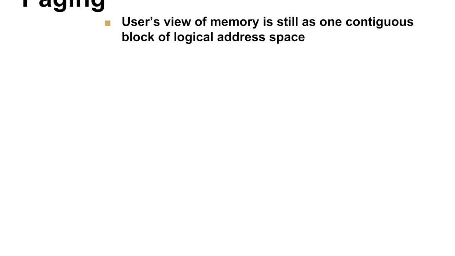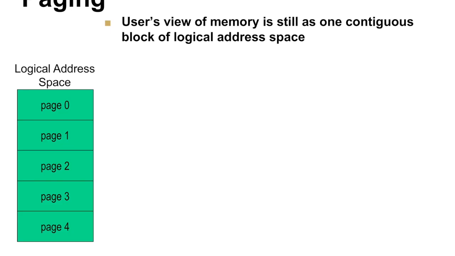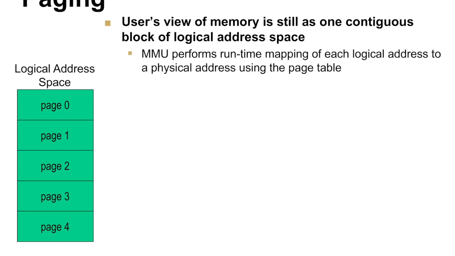The great thing about paging is the user's view of memory is still a contiguous block of space. So we're looking at a logical address space, and it just goes from 0 to max. We don't have to figure out exactly where that is or how to break it up. We can just say that it is one big logical space. Typically, we break things into 4 to 8K blocks.